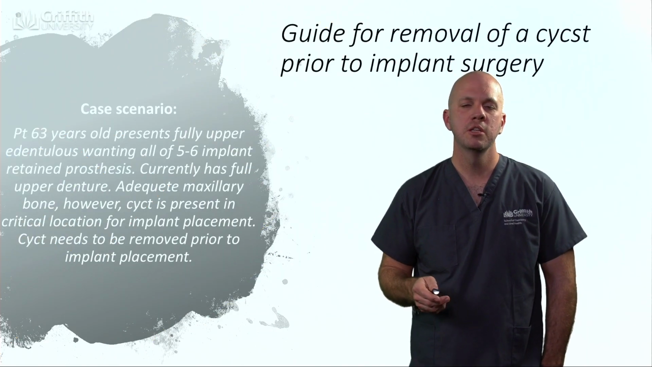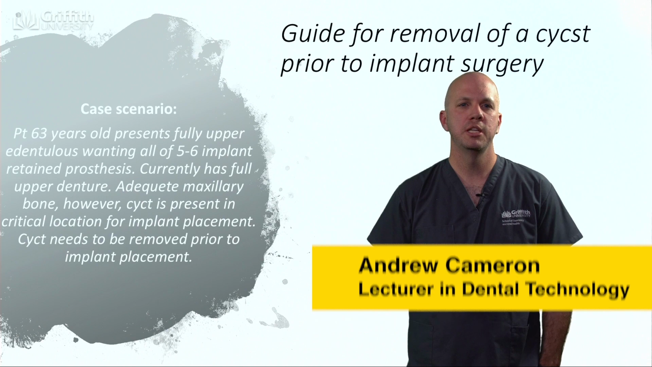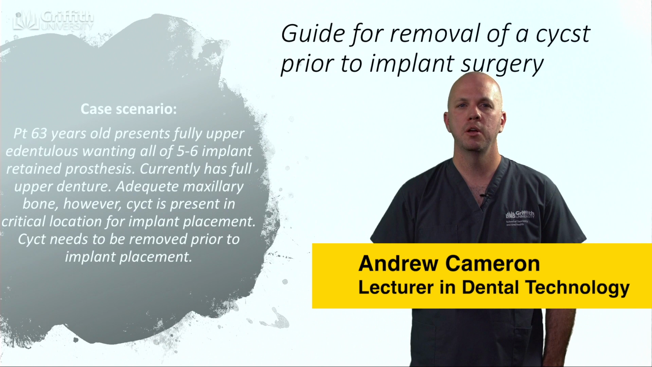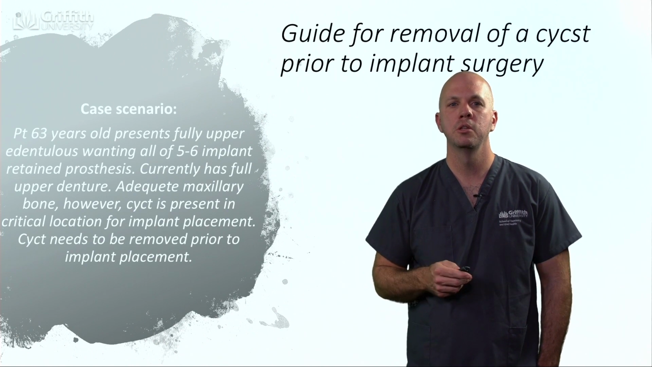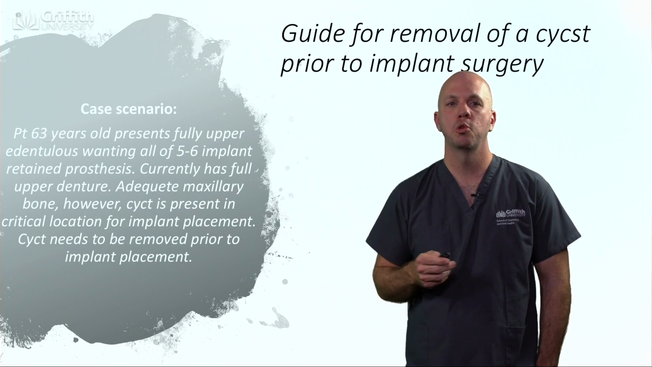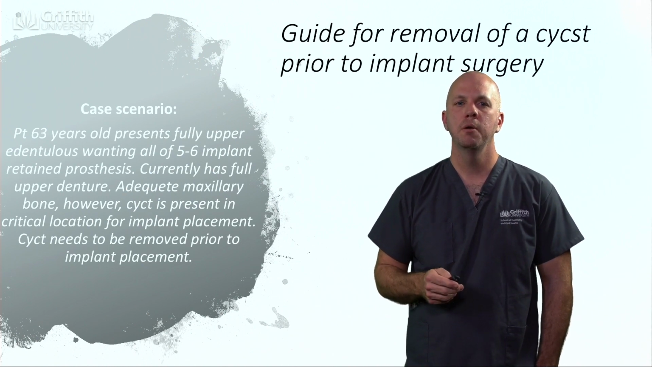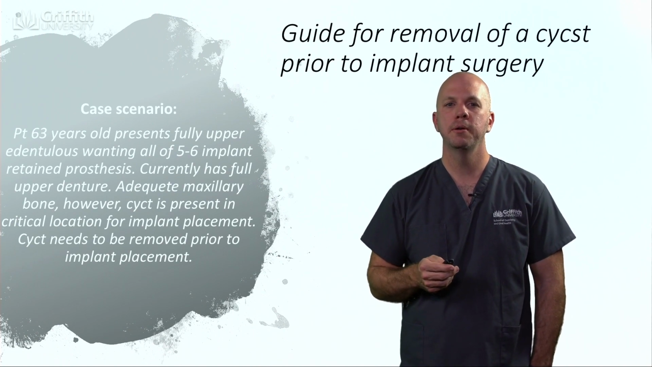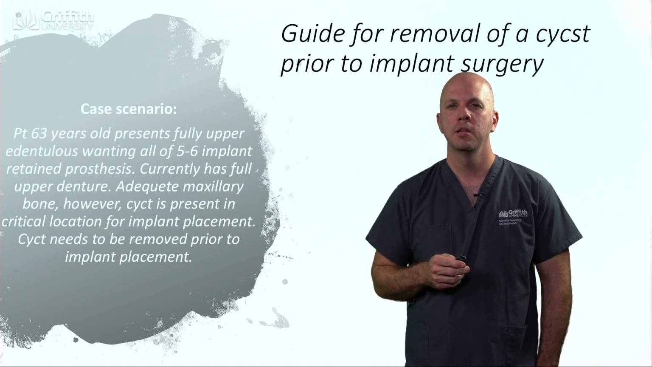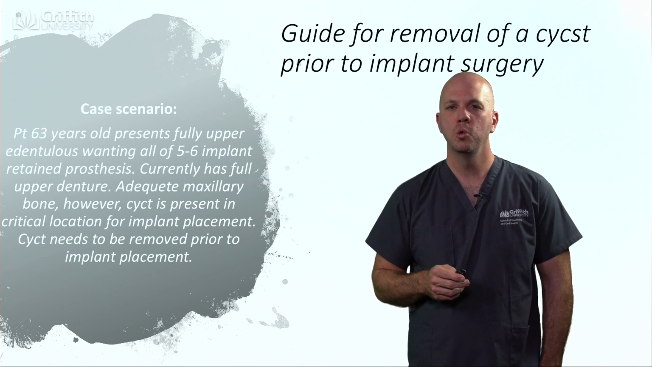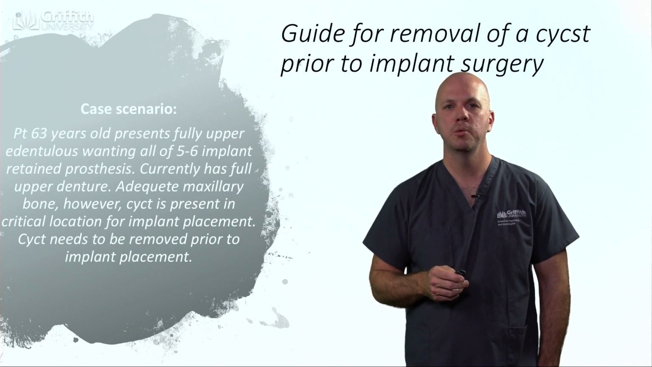Removal of a cyst can be quite a difficult clinical procedure without some sort of guidance. I'm going to now present to you a case scenario of a 63-year-old gentleman who was looking to have 5 to 6 implants placed in his maxilla to replace his full upper denture. However, the clinical complication that we did have is he had a cyst in a critical area where we wanted to place an implant. If we want to place that implant there, we need to maintain as much bone as possible. And in order to do that, we need to guide the surgery so we limit the loss of bone.